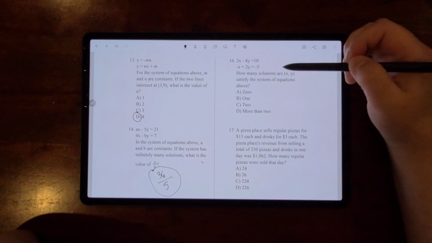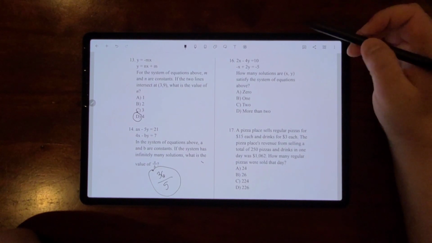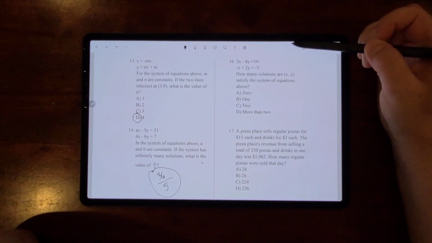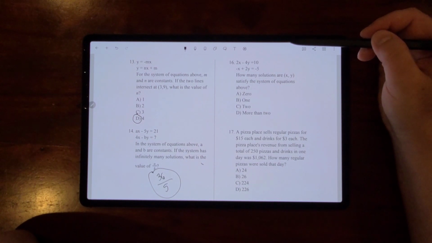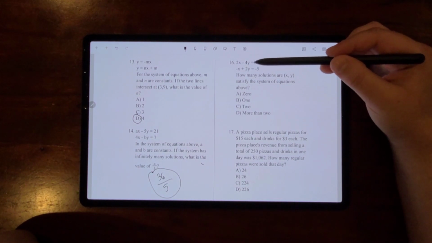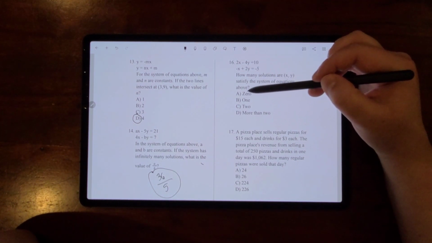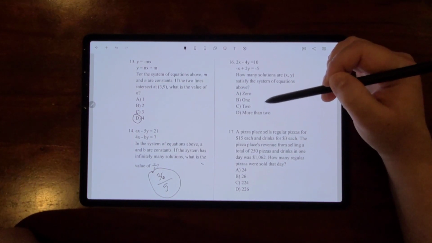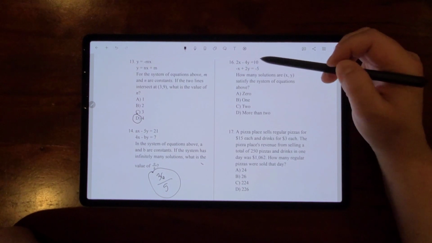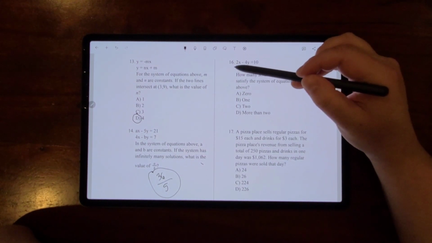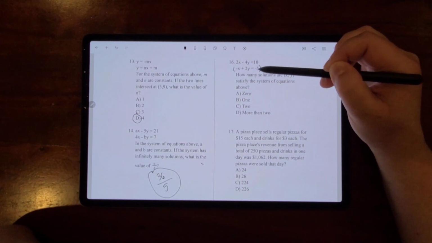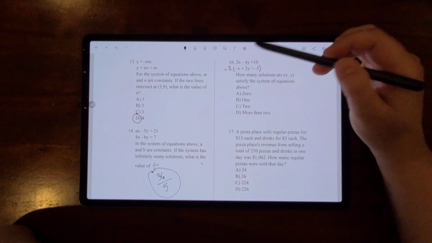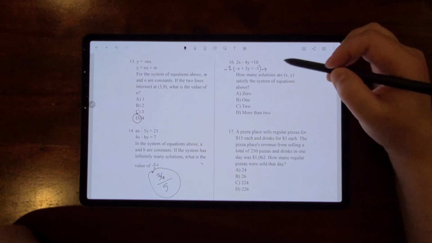So number 16 wants to know how many solutions there are. Right away, I'm going to try to make the equations look as similar as possible, because that would be the way to find out if there are no solutions, or infinitely many. I see that if I multiply the bottom by -2, I can turn that -5 into a 10. So let's see how that affects the rest of the equation.